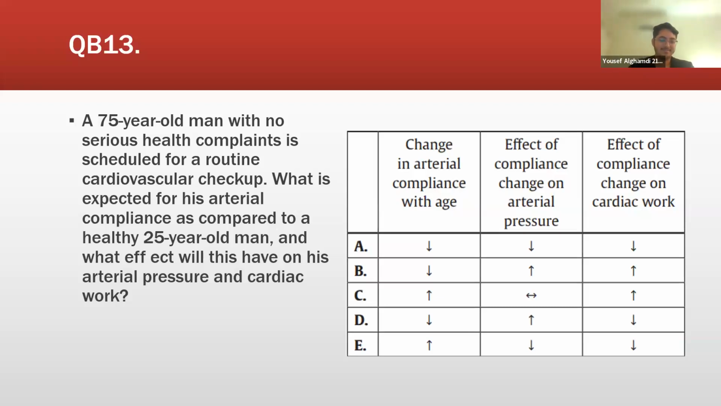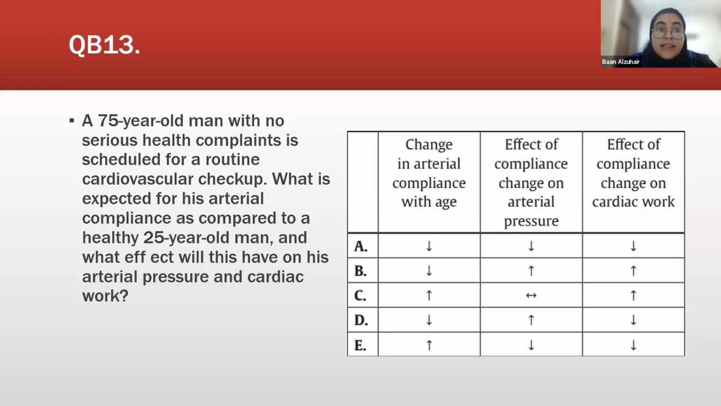Why is it B? B and D have the same answer for change in arterial compliance with age. You guys are correct when it comes to that. As the person ages and gets progressively older, the arteries become less compliant in comparison to a healthy 25-year-old. So as the person grows older, their arteries become less compliant. So the compliance would go low. What options would we exclude? C and E. So we have A, B, and D. Okay. Effect of compliance change on arterial pressure.